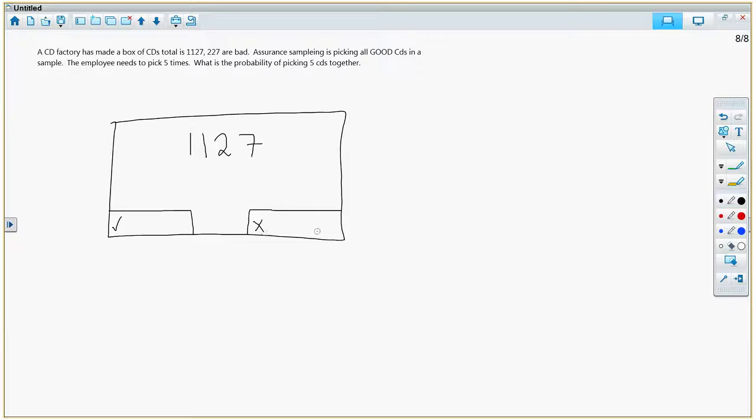Now the question says we know that 227 are bad. Therefore, wait a minute. Therefore, if 227 are bad, how many are good? 900. I love how y'all can take something as simple as 900 and turn it into a number.